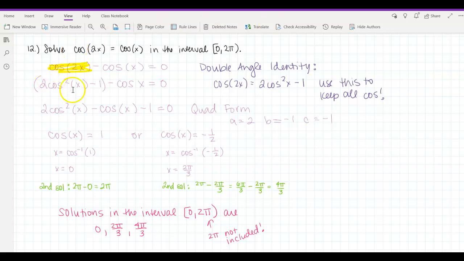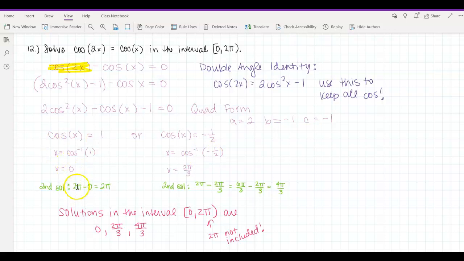So I go ahead and replace my 2 cosine squared minus 1. Go ahead and put that in quadratic formula version. So squared term, linear term, constant. Use your quadratic formula, get your values of 1 and negative 1/2. I would use my unit circle for each of those. So I'm going to get 0 and 2 pi over 3 when I take my inverses on my unit circle.